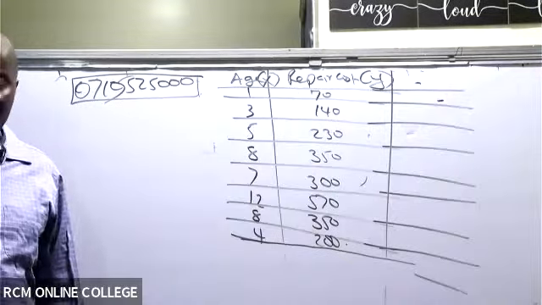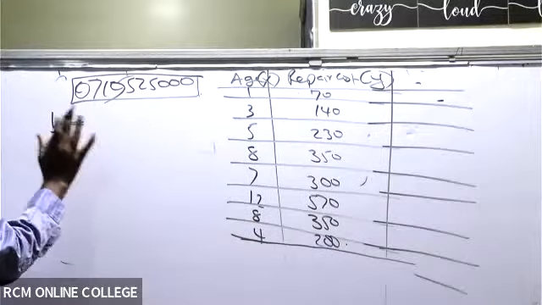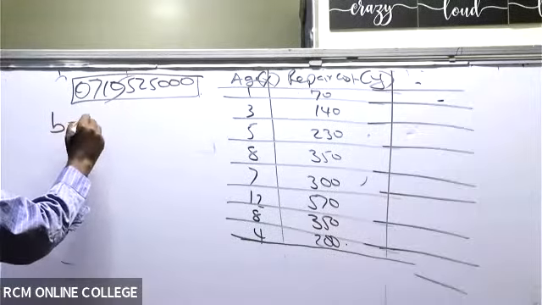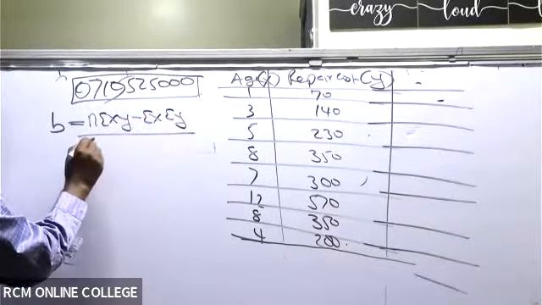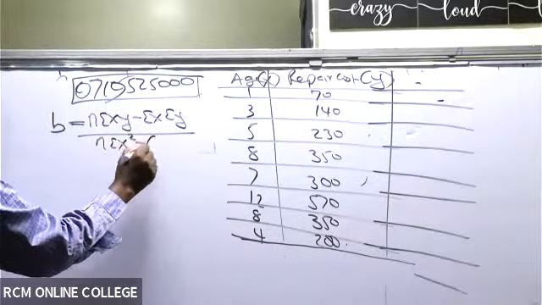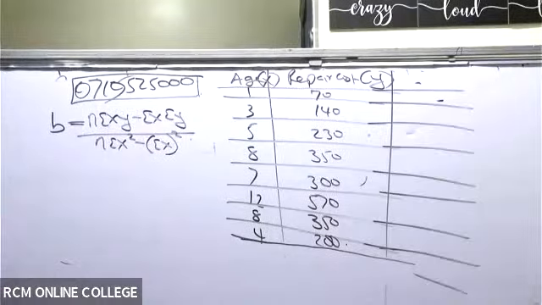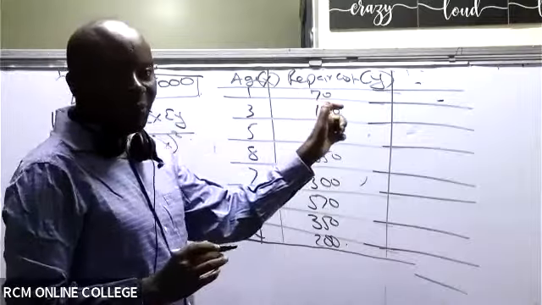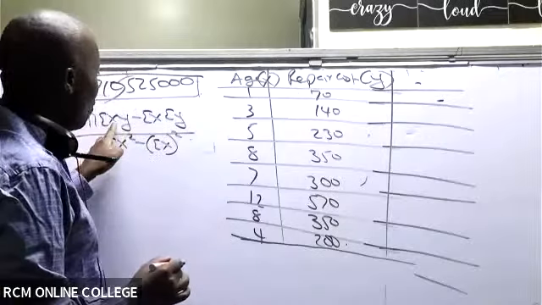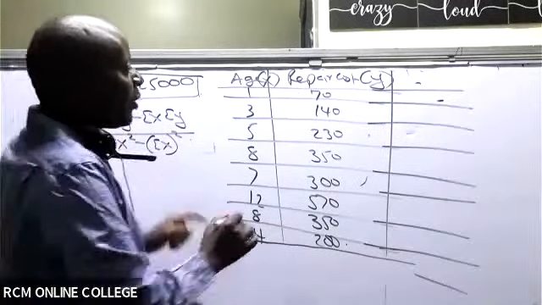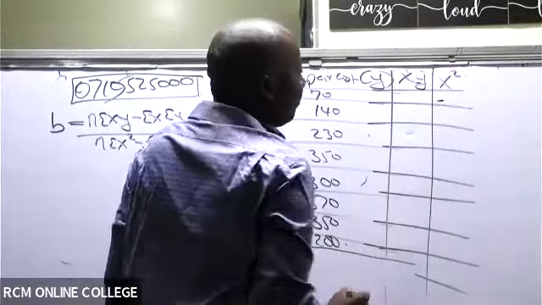So remember, what are we doing? We want to get the value of B. Because they have asked us to give them the regression equation, to get B we normally take n sum of xy minus sum of x sum of y, all over n sum of x squared minus bracket sum of x squared. You must cram that formula. So you must introduce two additional columns: a column for xy and a column for x squared.